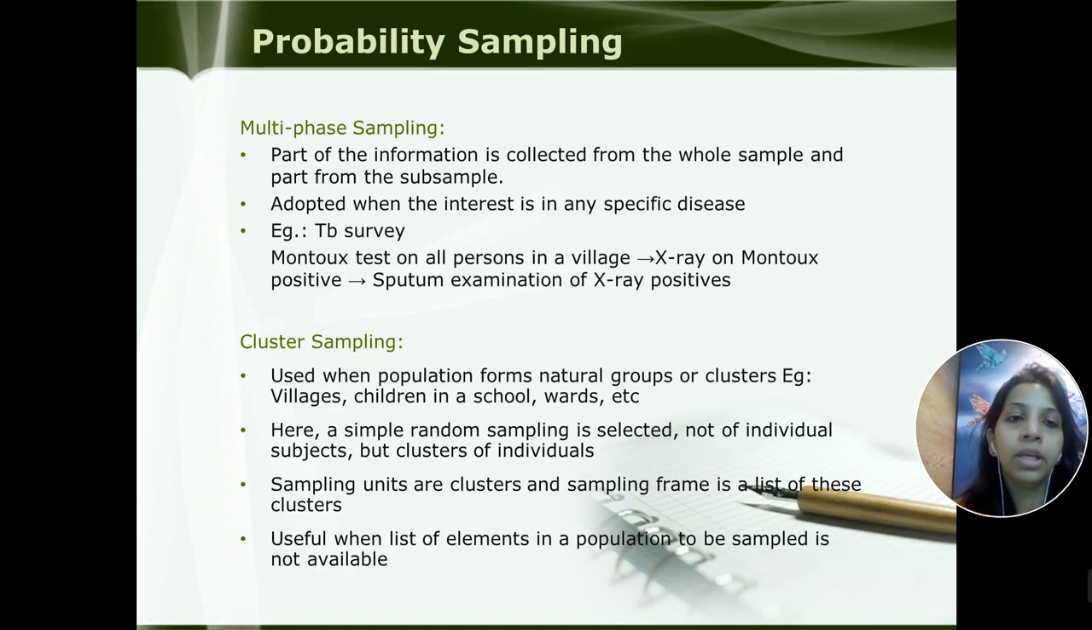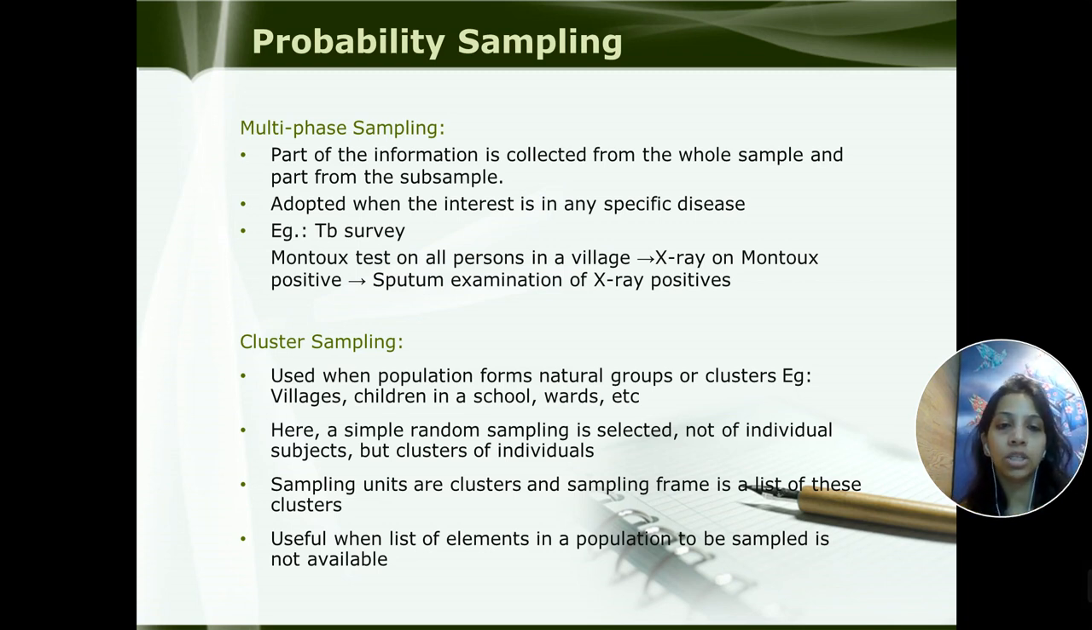Next is multi-phase sampling. Here part of the information is collected from the whole sample and part from the subsample. It is adopted when the interest is in a specific disease, like tuberculosis. You want to study the prevalence or incidence of tuberculosis in one particular village, but doing the sputum examination of everyone is obviously beyond the scope, a very lengthy, time consuming, and funding dependent procedure.